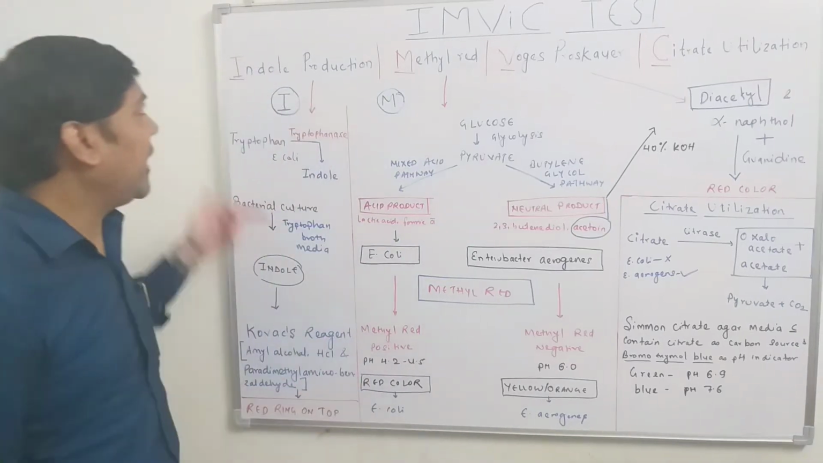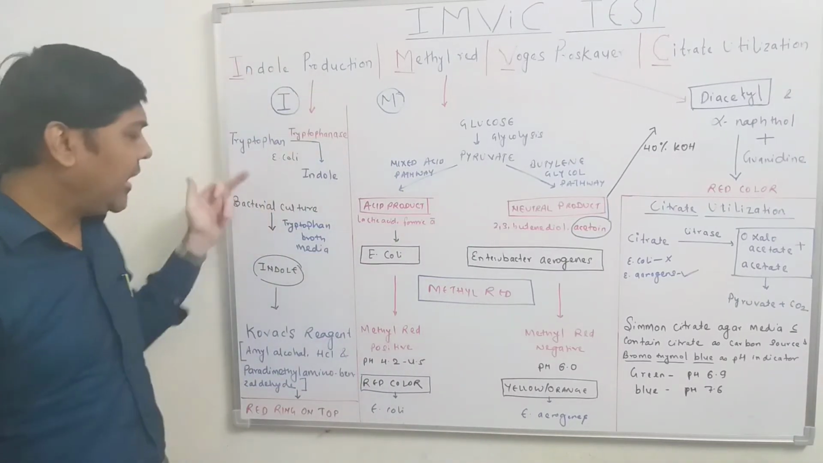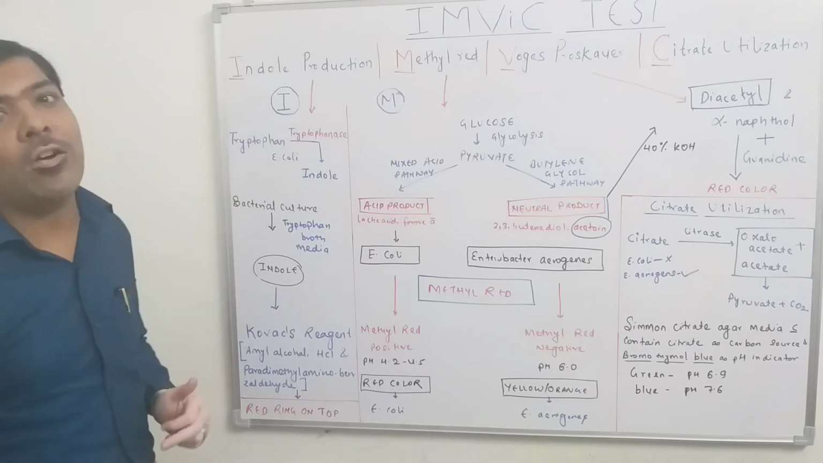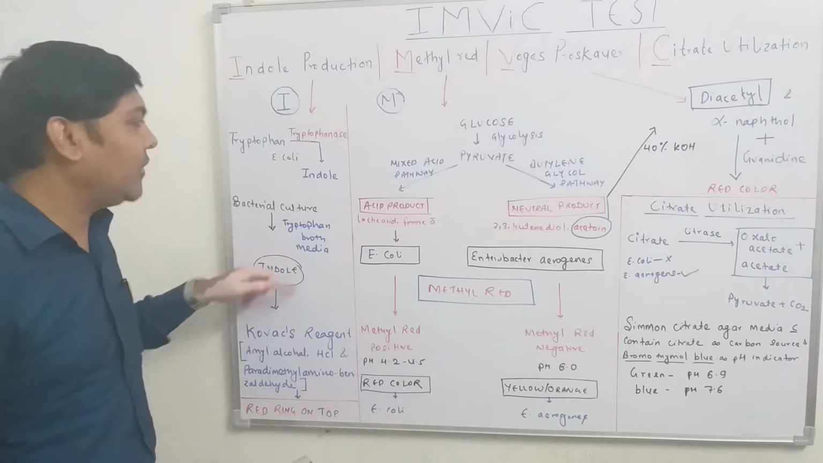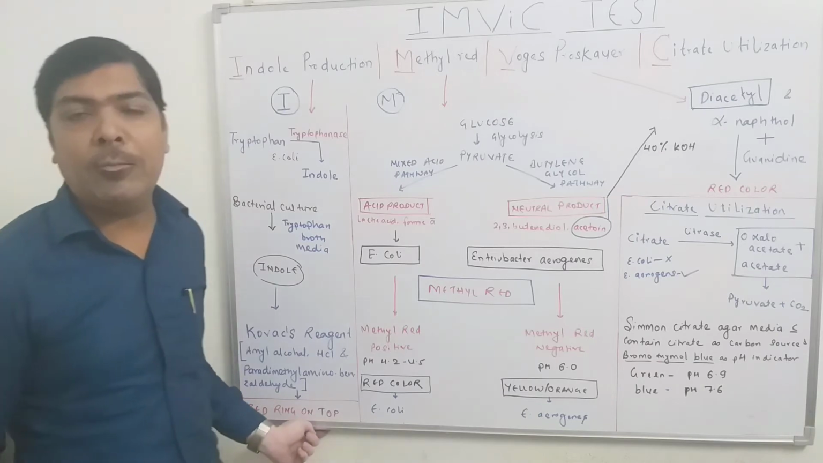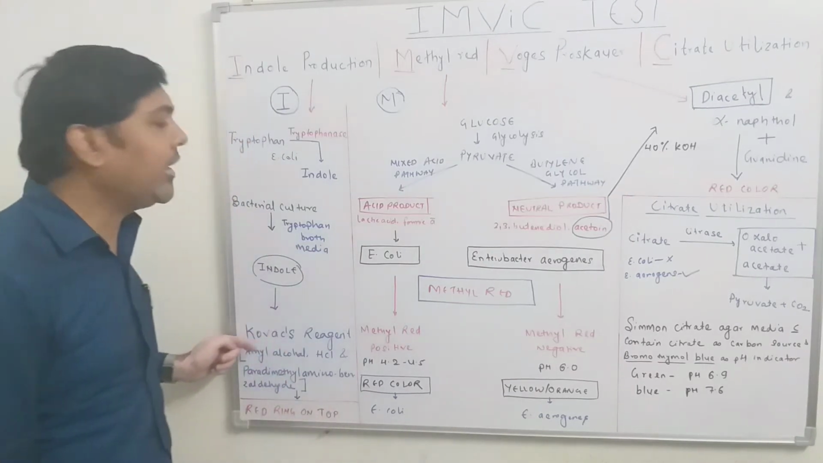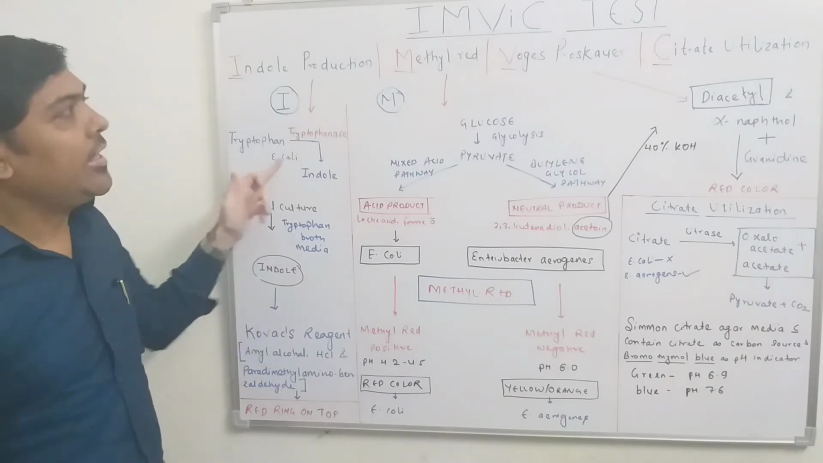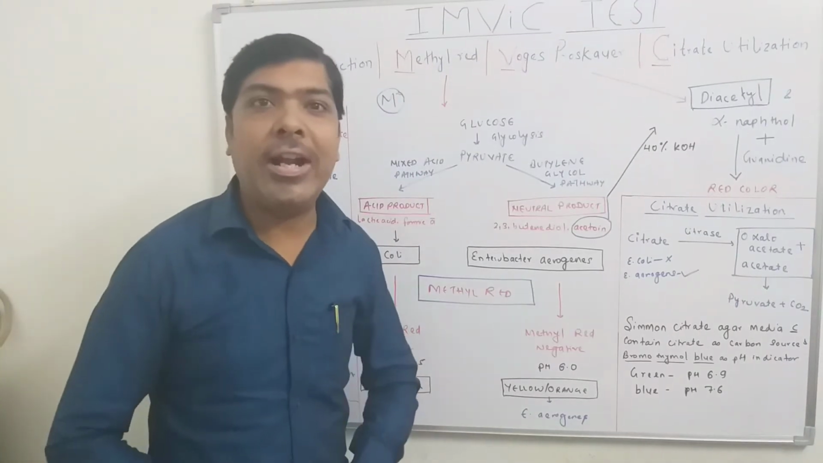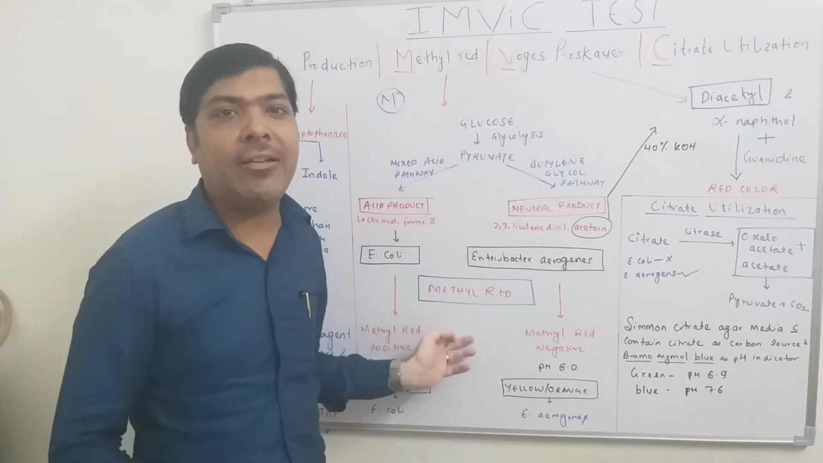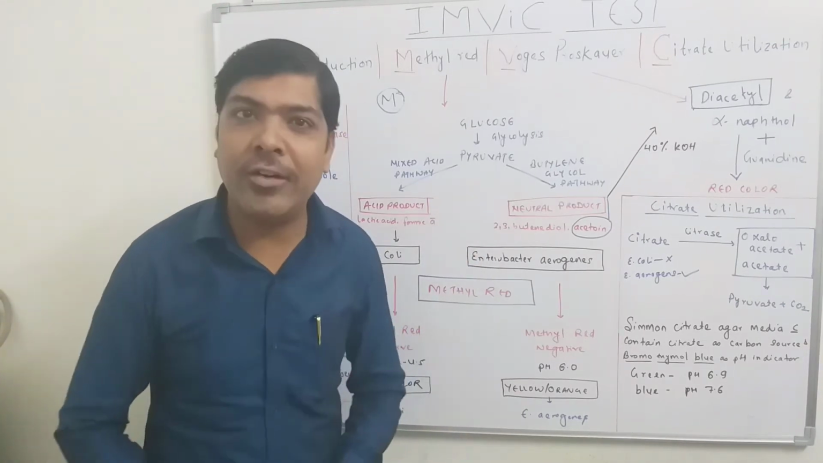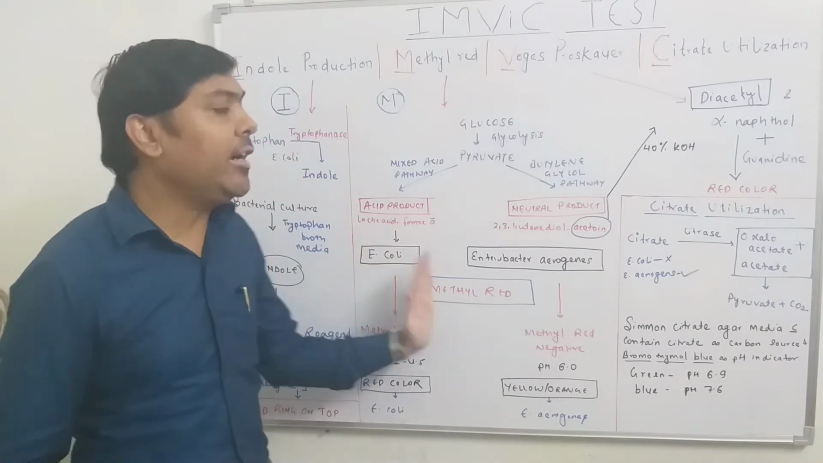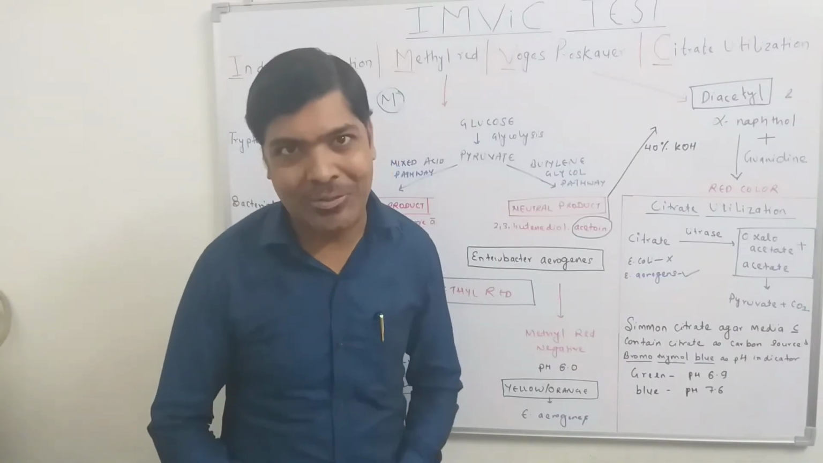What we have learned: if indole is produced in the indole production test, and we add the Kovac's reagent, then a red ring will be formed on the top. The presence of the red ring indicates that E. coli is available in our sample. Similarly, in the methyl red test, if the red color is generated after adding the methyl red indicator, then again we can conclude that E. coli is available and it is not Enterobacter aerogenes.